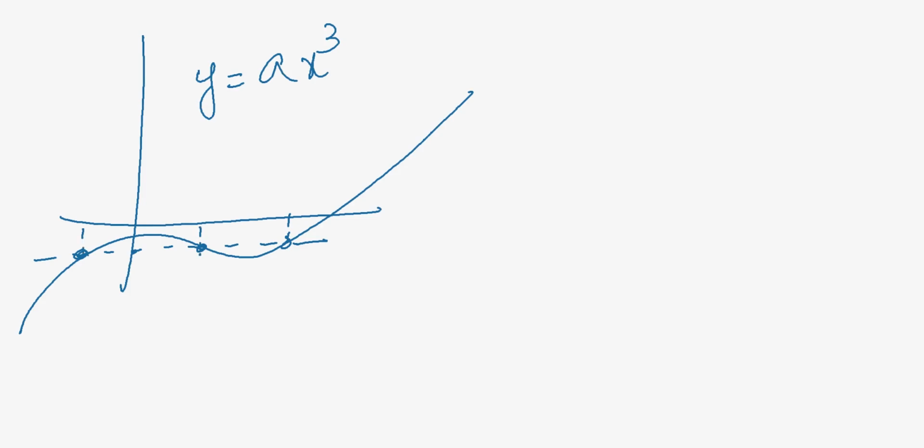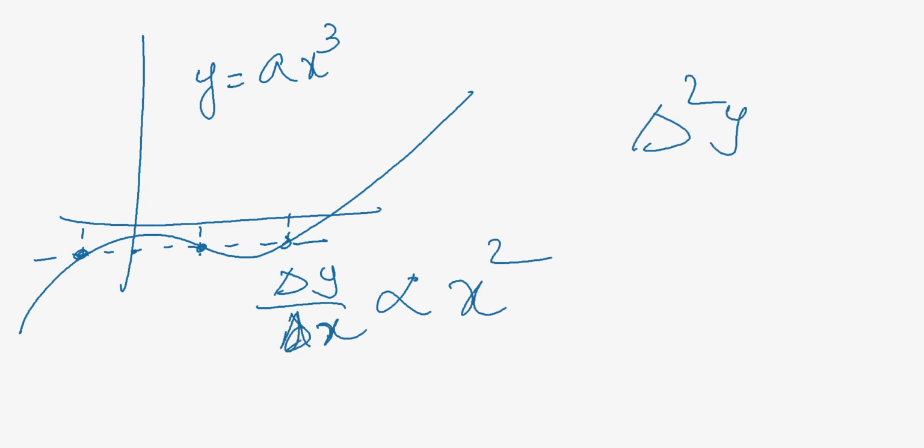Then even if you ask what will happen to delta y by delta x, that will vary. But how will this vary? This will vary in a square way. Then we go for the second difference, delta. Even this is also a function of x. This is actually an x square variation, right? You put a proportion.